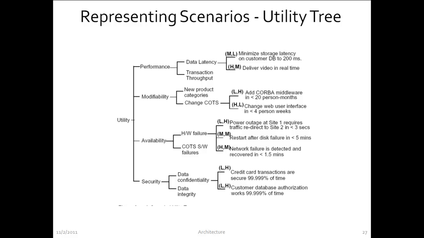So, for example, with respect to performance, this particular system had two categories of performance. One was data latency, the other was transaction throughput. With respect to modifiability, you had new product categories or the change of an off-the-shelf system purchased for use within that system, things like that. And at the leaf of this utility tree are the actual scenarios, labeled with a prioritization. Once again, the prioritization being a two-component prioritization. The first component standing for importance, for criticality, and the second component standing for perhaps urgency.